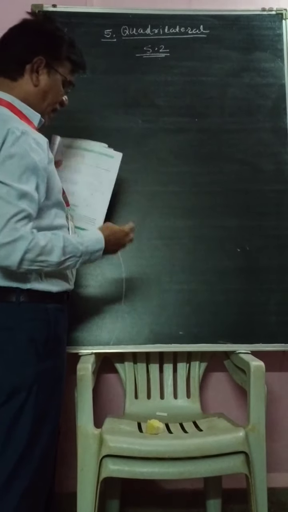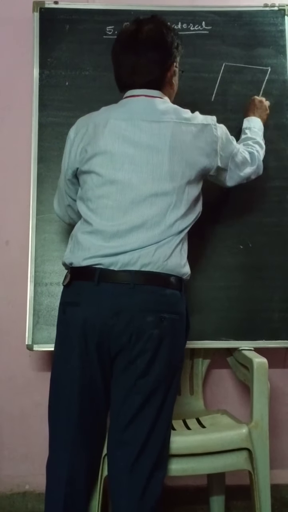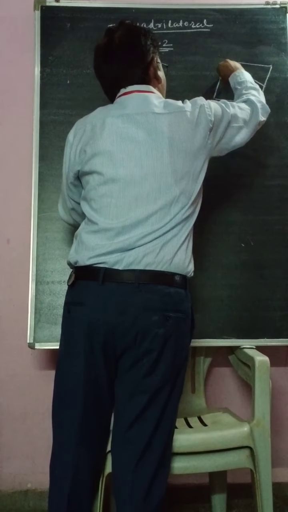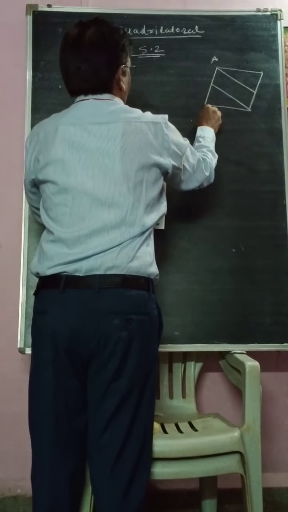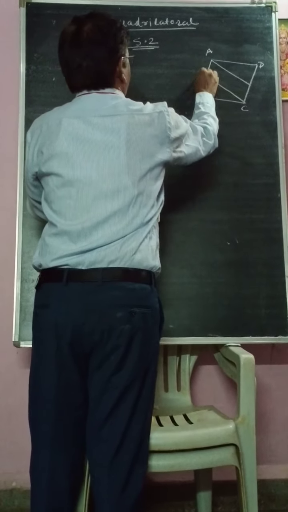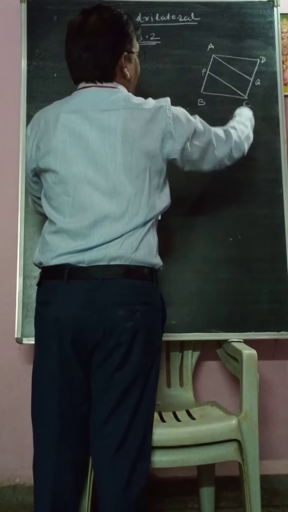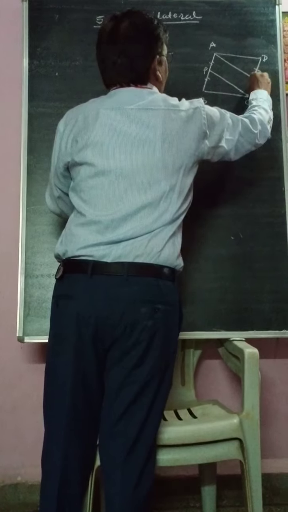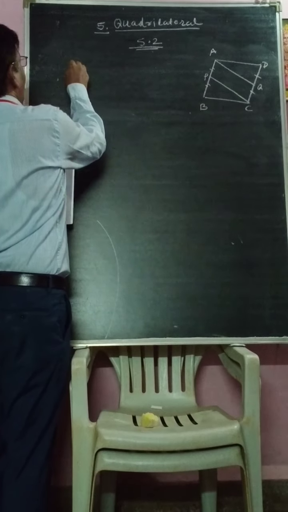See, I will draw the diagram. This is a parallelogram, and this is the given diagram. A, B, C, D, it is P, it is Q, and P and Q are the midpoints of AB and DC. That means this segment is equal to this segment, and this segment is equal to this segment. It is given.